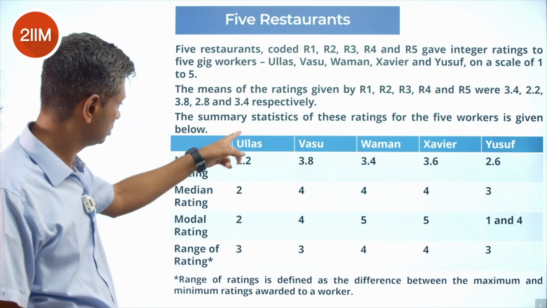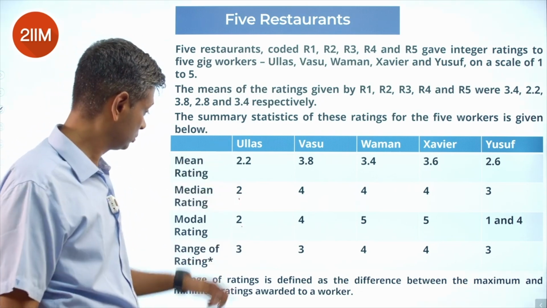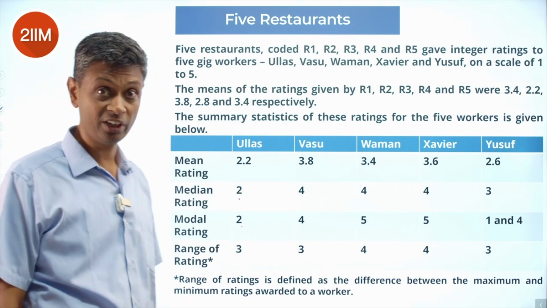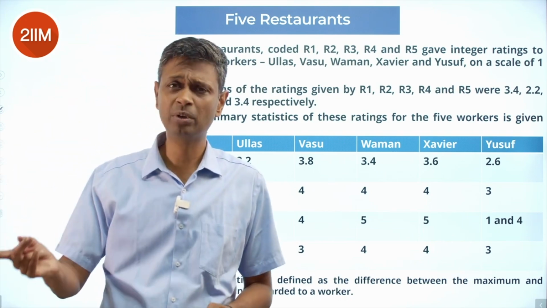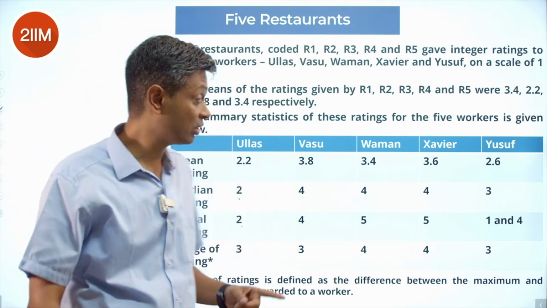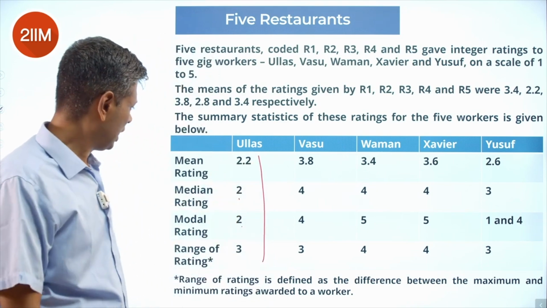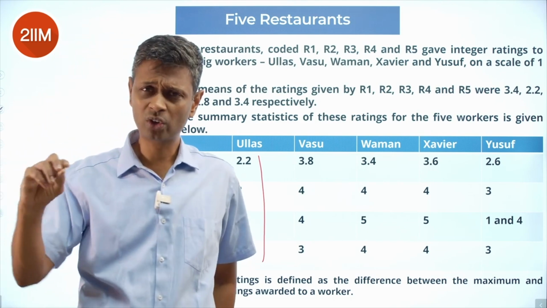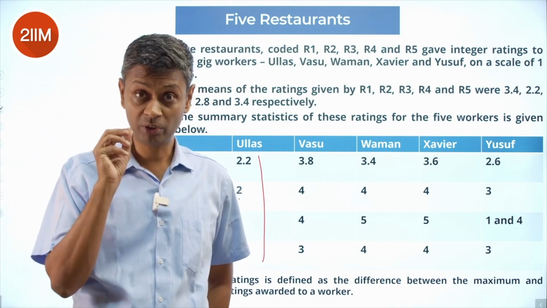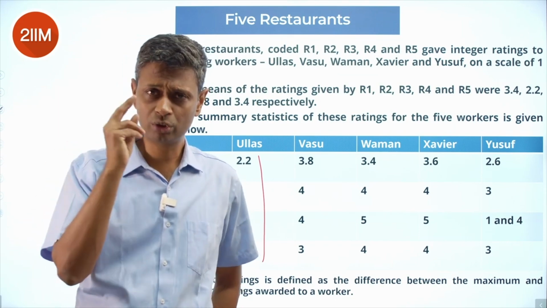Median rating is 2. Modal rating is 2. Range of rating is 3. What is the range of rating? Range of rating is defined as the difference between maximum and minimum. So a ton of stuff about what Ullas has received. For the median, you arrange the sequence in ascending or descending order. The middle term is the median. Very important to know, the median of 1, 2, 3 is 2.